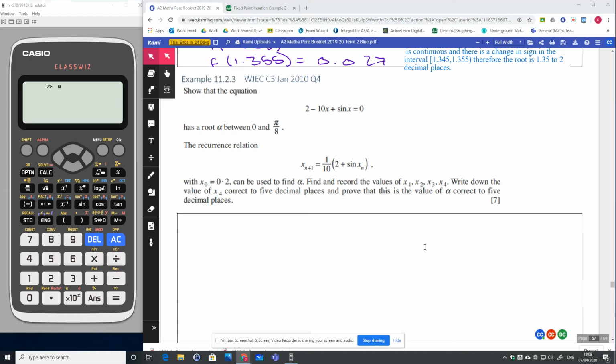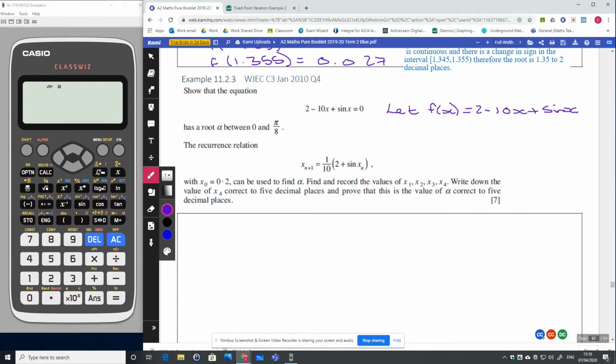So this is 11.2.3. You need to have watched the video on 11.2 iteration first. I'm just going to talk through this exam question, which is from the Welsh Board C3 paper, Jan 2010. So we're starting off with this function. What I'm going to do is let f of x equal 2 minus 10x plus sine x. And we have been asked to show that we have a root alpha between 0 and pi over 8.